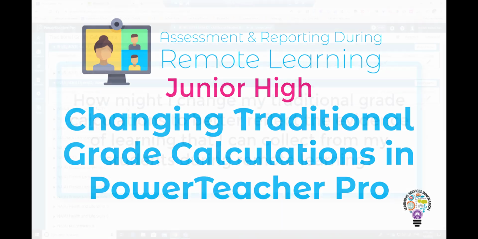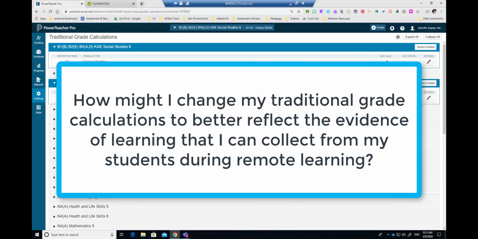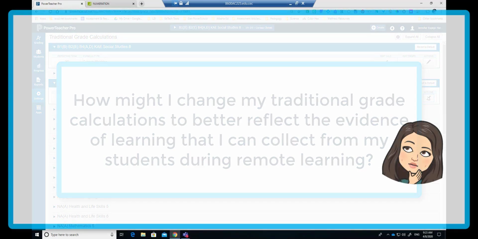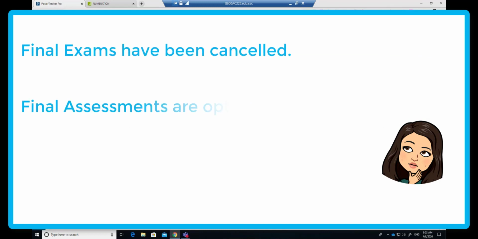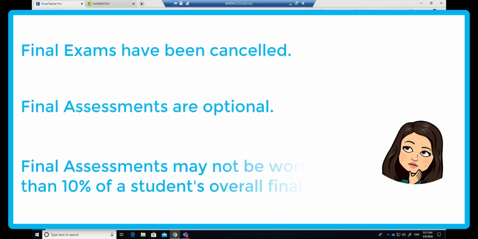Many of you and your admin teams have been asking me, how can I change my gradebook to better reflect the evidence of learning that's happening during remote learning? The bulk of the questions we've been receiving are about how grading rules might change now that giving final assessments is optional.